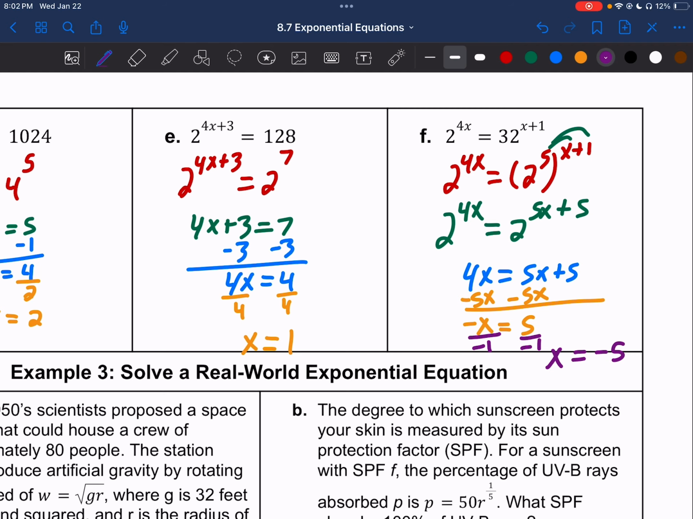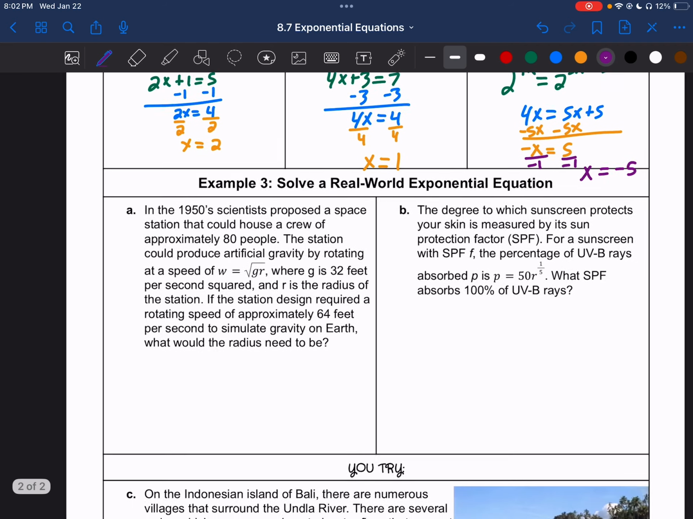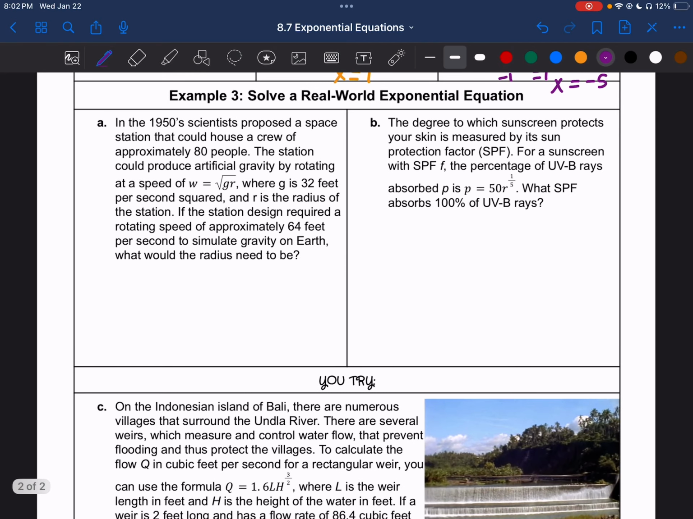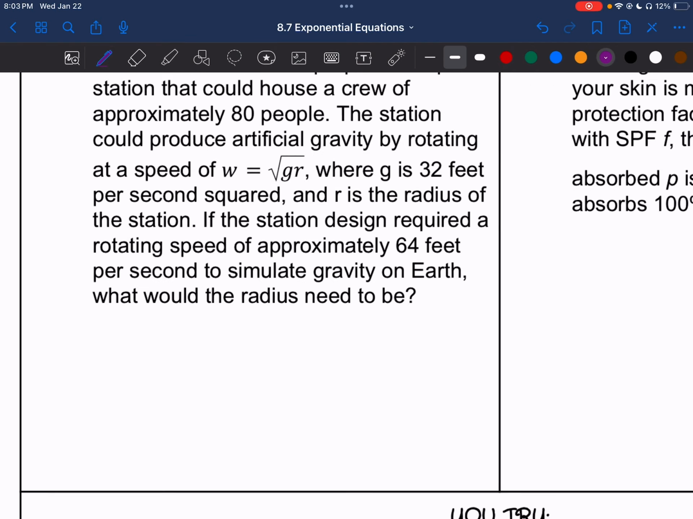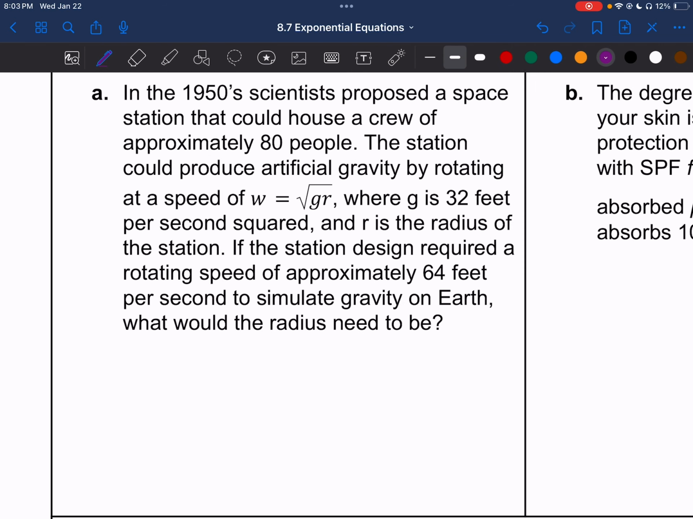Any questions there? All right. Now, example 3 is solving a real-world exponential equation. In the 1950s, scientists proposed a space station that could house a crew of approximately 80 people. The station could produce artificial gravity by rotating at a speed of w equals the square root of gr, where g is 32 feet per second squared, and r is the radius of the station. If the station's design required a rotating speed of approximately 64 feet per second to simulate gravity on Earth, what would the radius need to be?